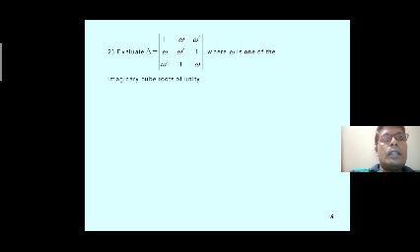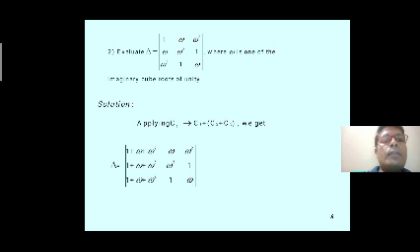Now we go to the second problem. Evaluate delta equal to 1, omega, omega square, omega, omega square, 1, omega square, 1, omega, where omega is one of the imaginary cube roots of unity. Applying C1 implies C1 plus C2 plus C3, we get 1 plus omega plus omega square in each place of the first column. We know that 1 plus omega plus omega square equals 0, so in the place of the first column you take 0, 0, 0.